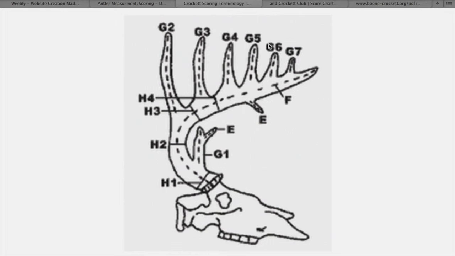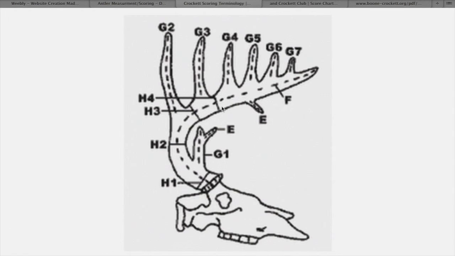G's. The letter G is used to name normal antler points. G1 refers to the first point on an antler. This is typically the location of the brow tine. If the brow tine is missing, the G1 is missing. G2, then G3, and so on. A normal 8-point buck would have a G1, G2, and G3.